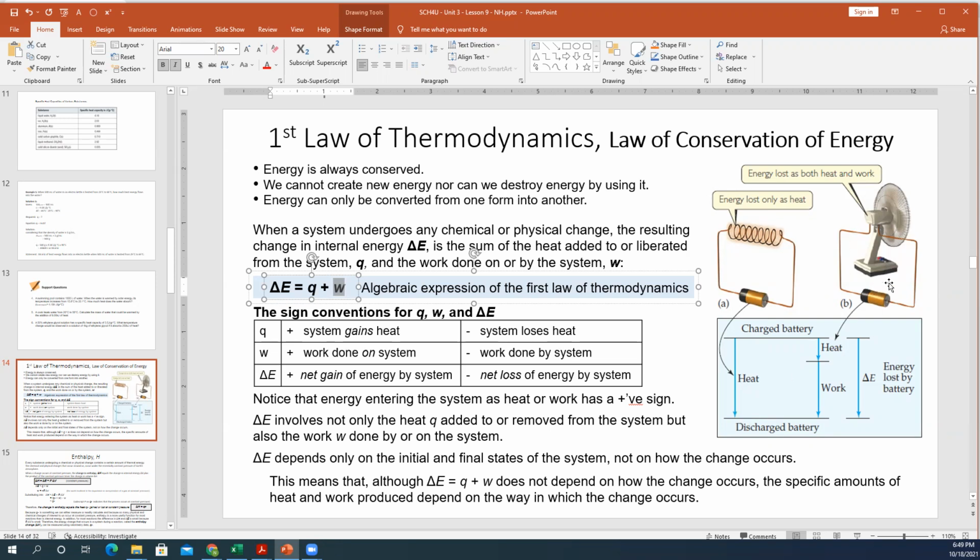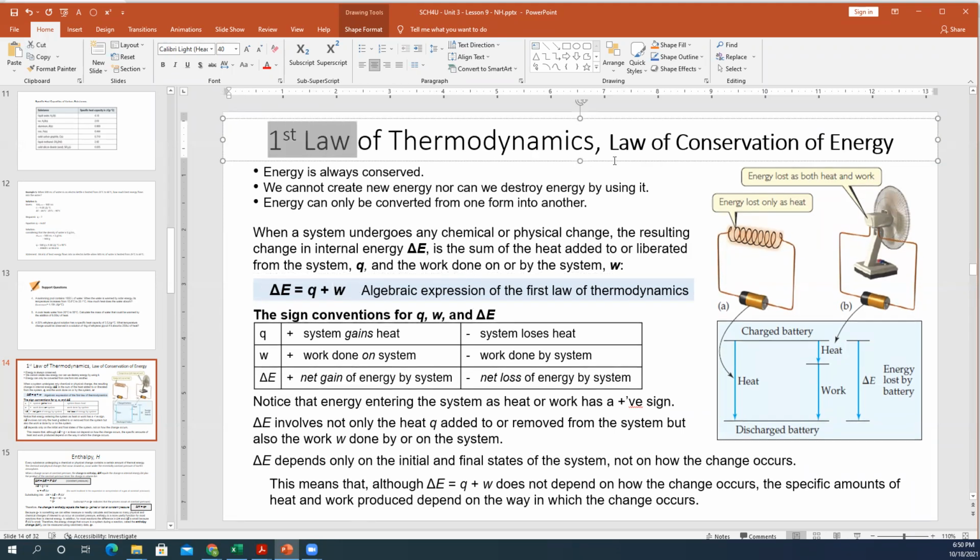In the case of the fan, when your battery goes from fully charged to fully discharged, it's the same amount of energy being lost by the battery. It's just that in the case of the fan, it's being lost as some heat and some amount of work, because the fan is spinning around and propelling air, doing mechanical work. But overall, it's the same amount. And that is the first law of thermodynamics, the law of conservation of energy.